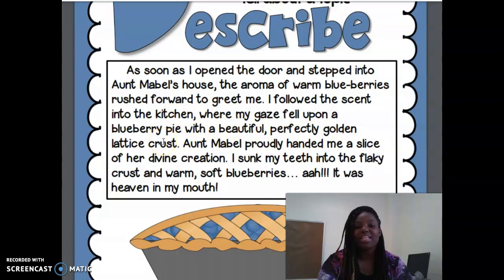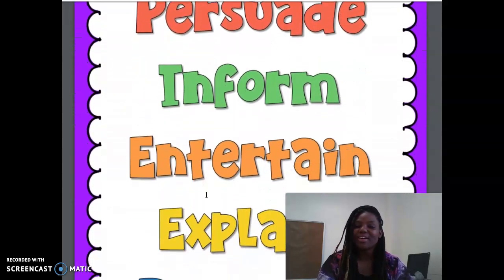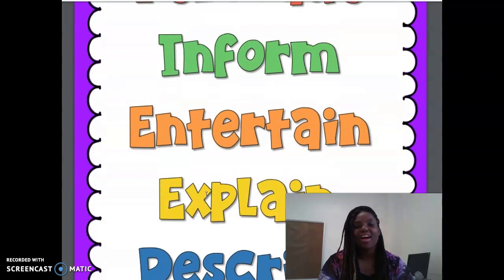Using your sense of sight. My teeth sunk into the flaky, warm, soft blueberries. Ah, it was heaven in my mouth, where we're using our sense of taste. So all of our descriptive sentences there really connect with us when we're reading them. And those are our five author's purposes.